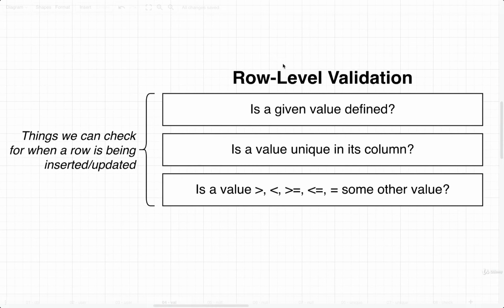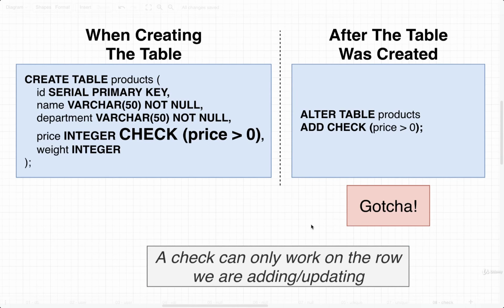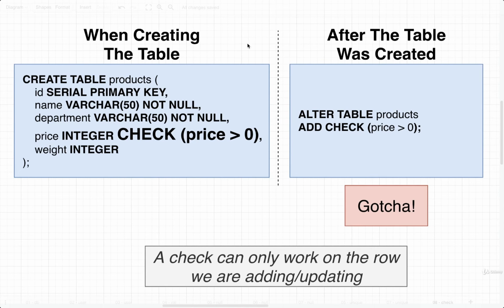To do so, we can add in a validation that we refer to as a check validation. Once again, there's two places we can define this, either when we are creating the table or after the table was created. If we want to do it when we are creating the table, right after price, we can add on the check keyword, and then inside of a set of parentheses, we'll put in the condition we want to check for. This condition must be true in order for us to be allowed to insert a new row inside of the products table. So price, in this case, must be greater than 0.